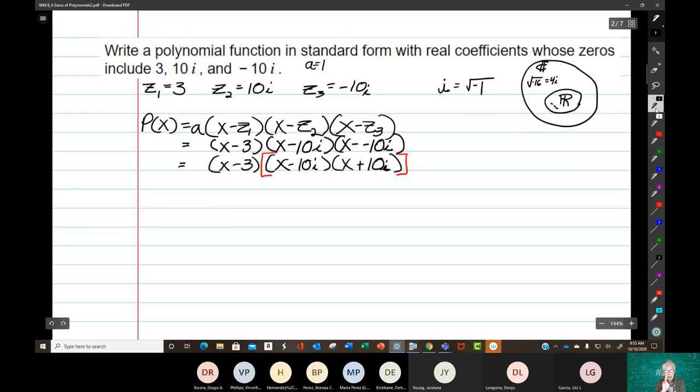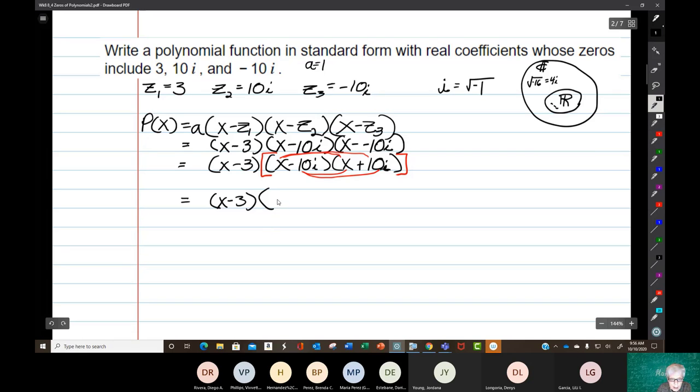Now, I'm here to help you remember what you discovered in a previous class. I'm going to skip a step here. Not skip a step, skip a line. X minus 3. Times x, well, let me get my little arrows going here. X times x, x times 10i, negative 10i times x, and negative 10i times 10i.